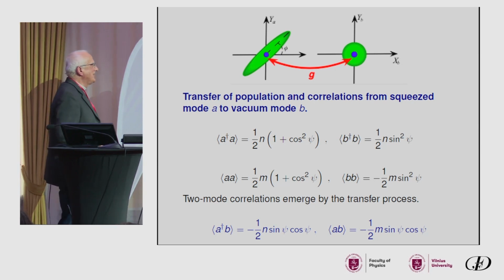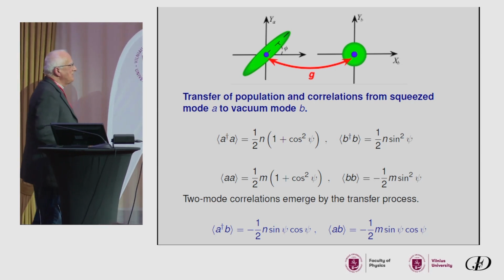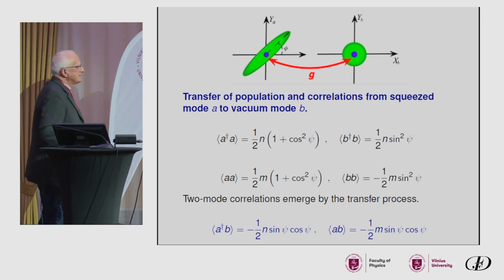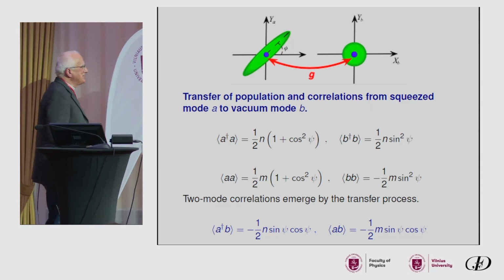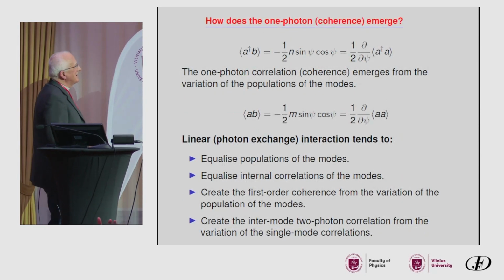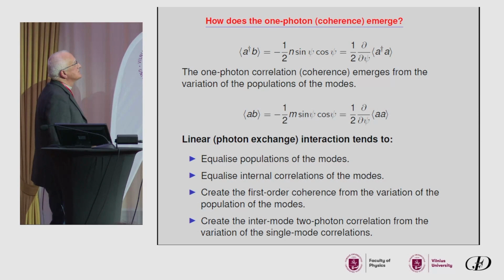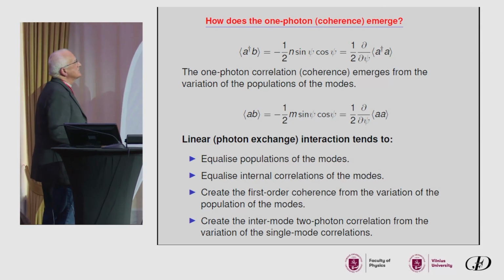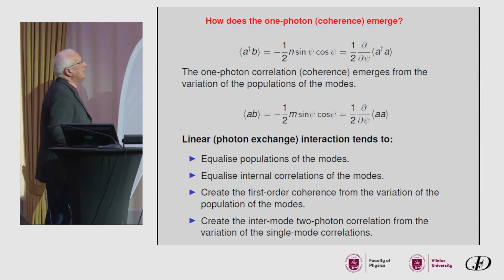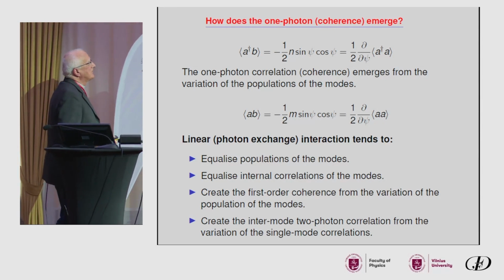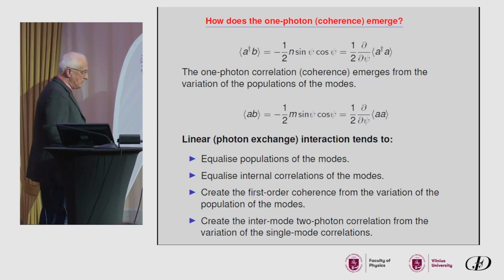So what we have here is that simultaneously we create entanglement and coherence between these two modes. And you see, again, it is created due to the transfer. So again, these correlation functions between the modes are due to variation of population and correlation inside the modes.